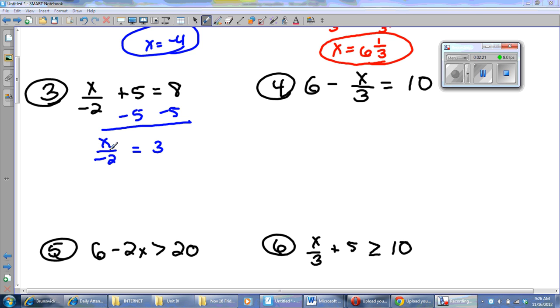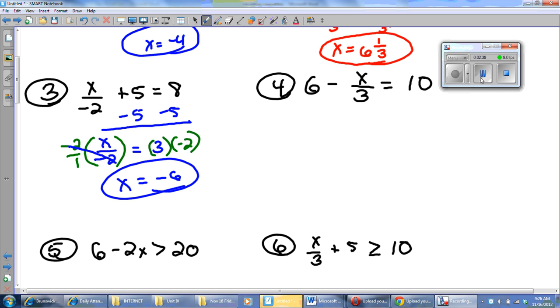Alexis knows that this negative 2 is attached to x by division, so therefore we're going to multiply both sides by negative 2. And of course I use the fraction on the left-hand side because I want those negative 2s to cancel. x is going to equal negative 6. Way to go, Alexis. Nice work.